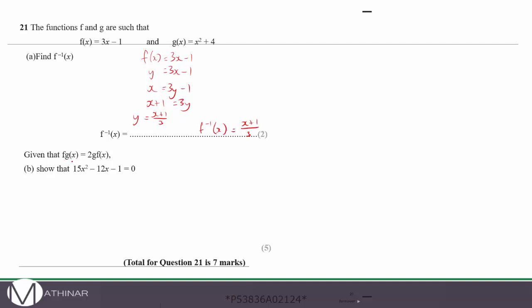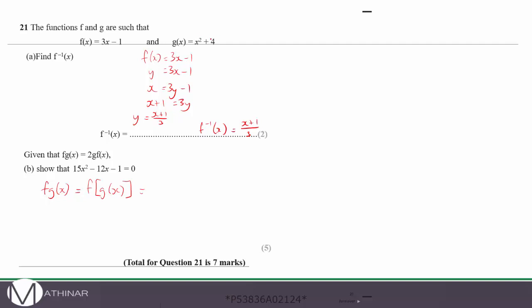Given that fg of x is equal to 2gf of x, show this. So this is talking about composite functions. So fg of x, now the way I like to teach this is if you've got a composite function like this, I would rewrite it as f, then a square bracket, then g of x normally, and then close the square bracket. So by writing it like that, we know exactly what we need to do first. So from here we can clearly see that the g of x needs to go in first.